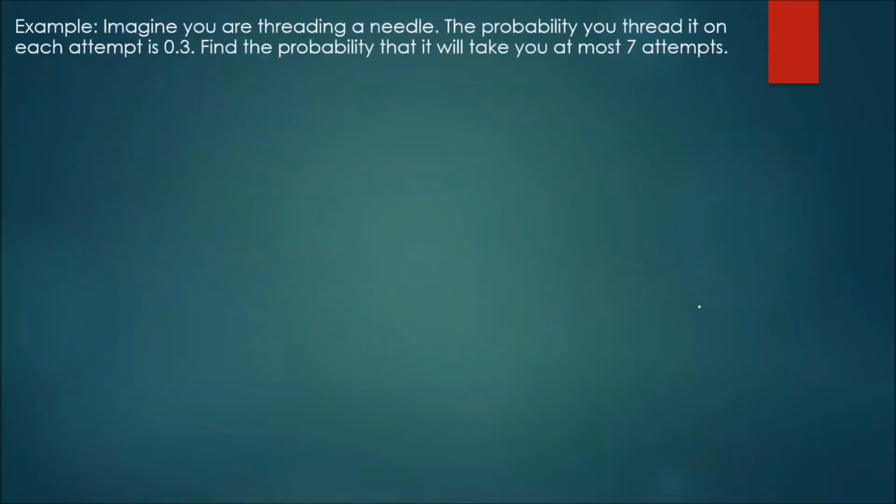Let's have another one. Example: you are threading a needle. The probability you thread it on each attempt is, so we have the same problem. We have a geometric distribution. Our success is 0.3, so p is 0.3 and q now becomes 0.7. Find the probability that it will take you at most 7 attempts.